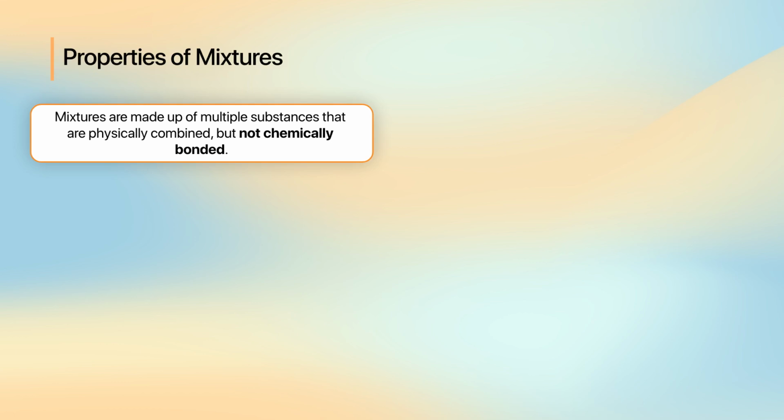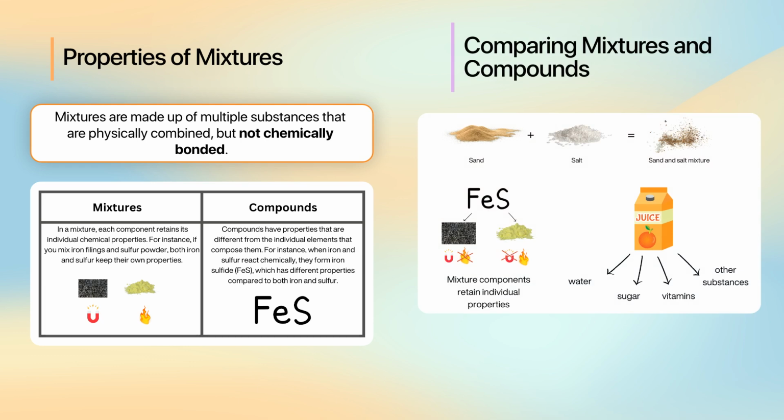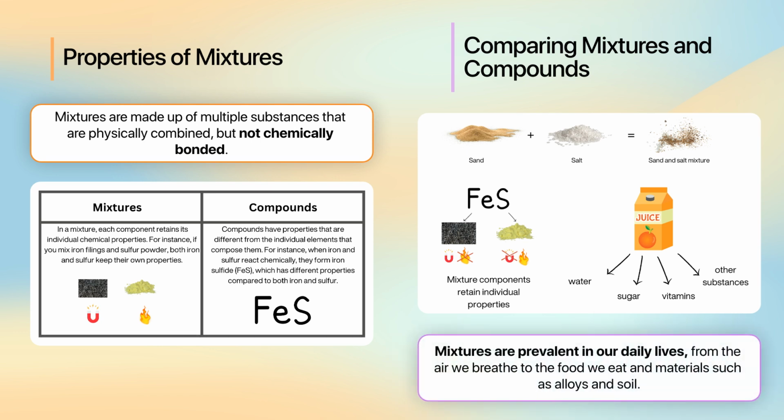In today's lesson, we delved into the nature of mixtures, understanding that they are formed when multiple substances are physically combined but not chemically bonded. We explored how, unlike compounds, the individual substances in a mixture retain their original chemical properties because no chemical reactions take place. We used everyday examples to illustrate this concept, such as mixing sand and salt, where each retains its properties, or combining iron filings and sulfur powder, where the iron remains magnetic and the sulfur combustible. We also discussed how mixtures are prevalent in our daily lives, from the air we breathe to the food we eat and materials like alloys and soil.